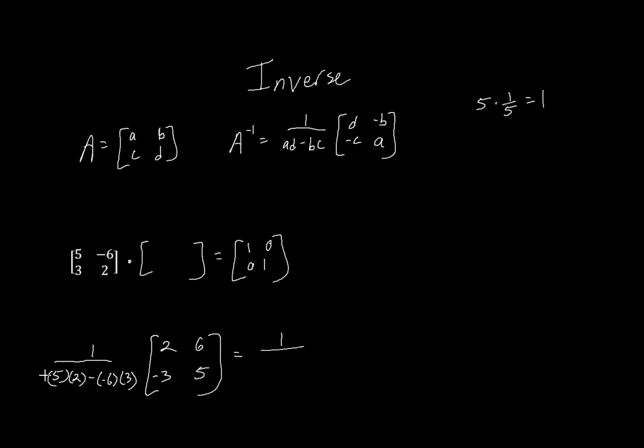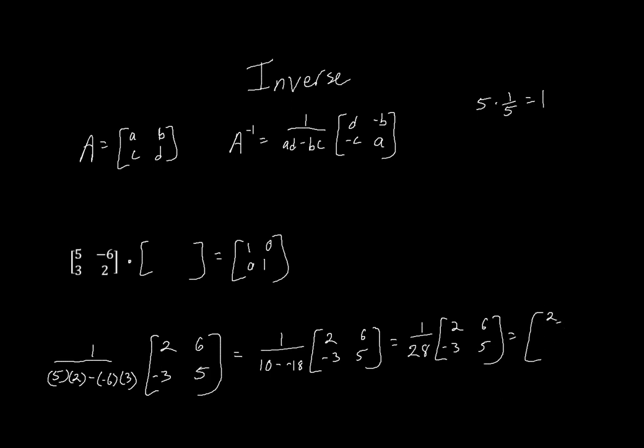Doing a little bit of simplification, 10 minus negative 18, we end up with 1 over 28, times the matrix 2, 6, negative 3, 5. Using scalar multiplication, 2 over 28, 6 over 28, negative 3 over 28, and 5 over 28.